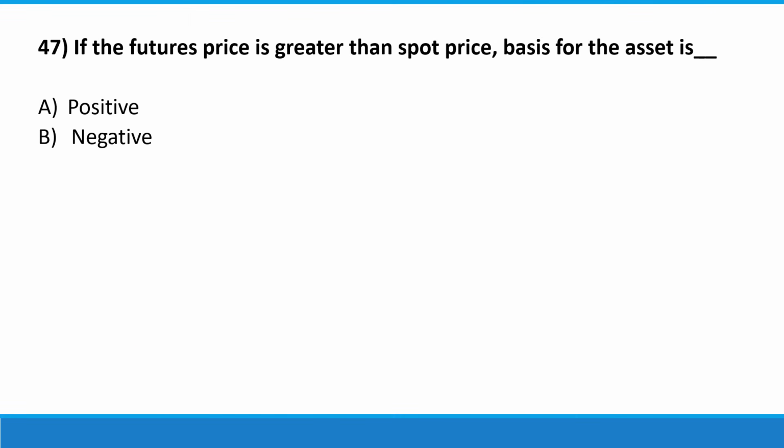If the future price is greater than spot price, basis for the asset is positive or negative? The correct answer is option B, negative.